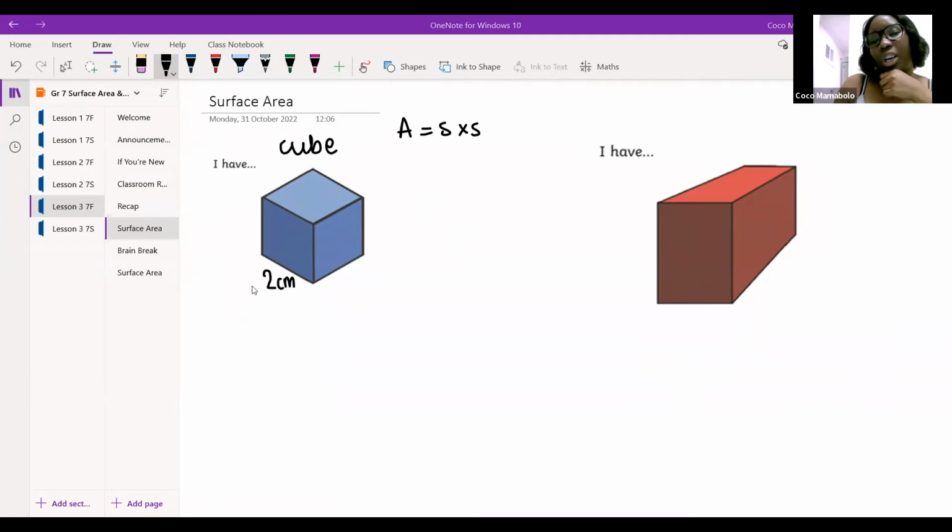What would we calculate first? About what we did before. We'll calculate the area of the face, which is 2 times 2. Good. The area of this face will be 2 centimeters times 2 centimeters. And how much is that going to give me, Mialani?